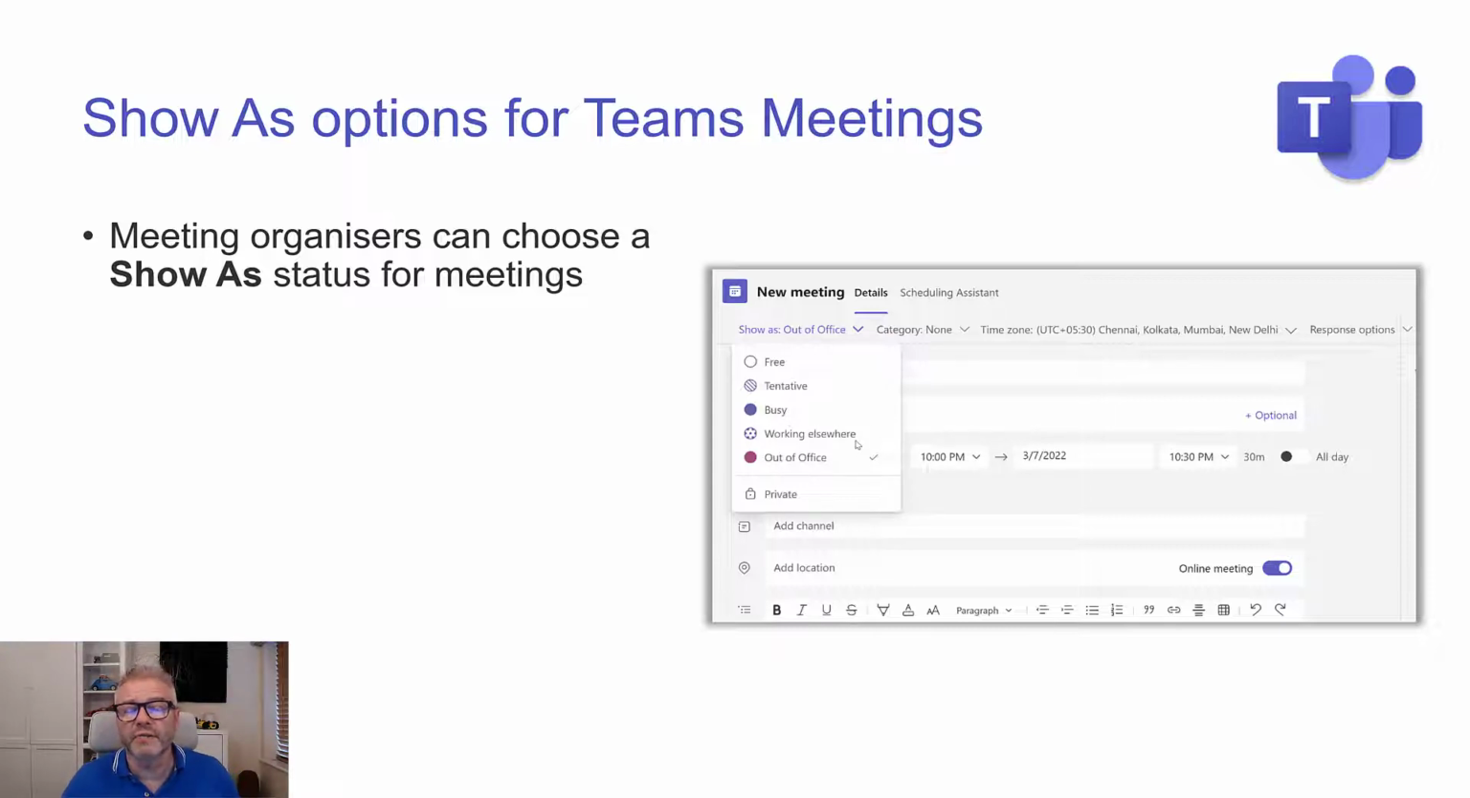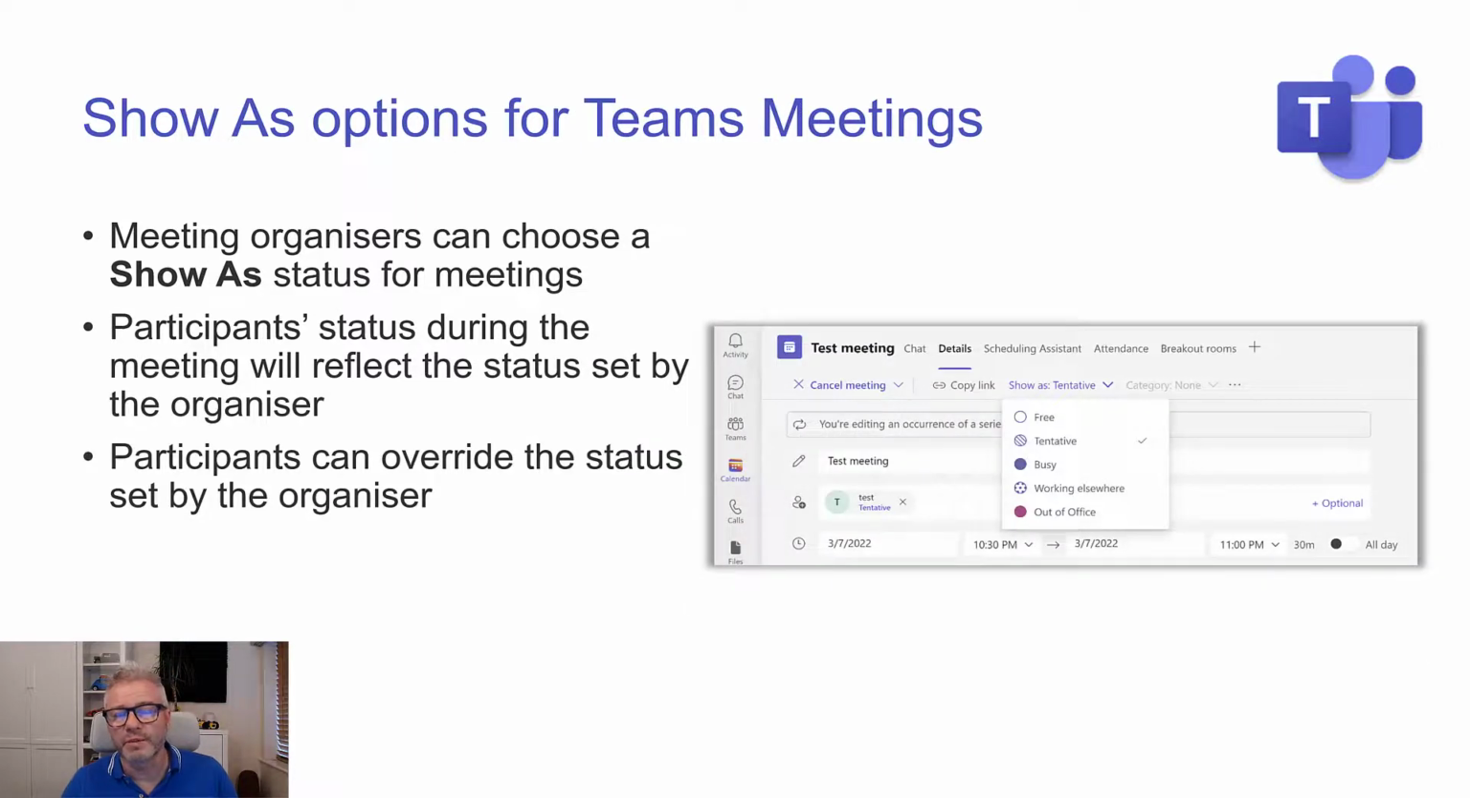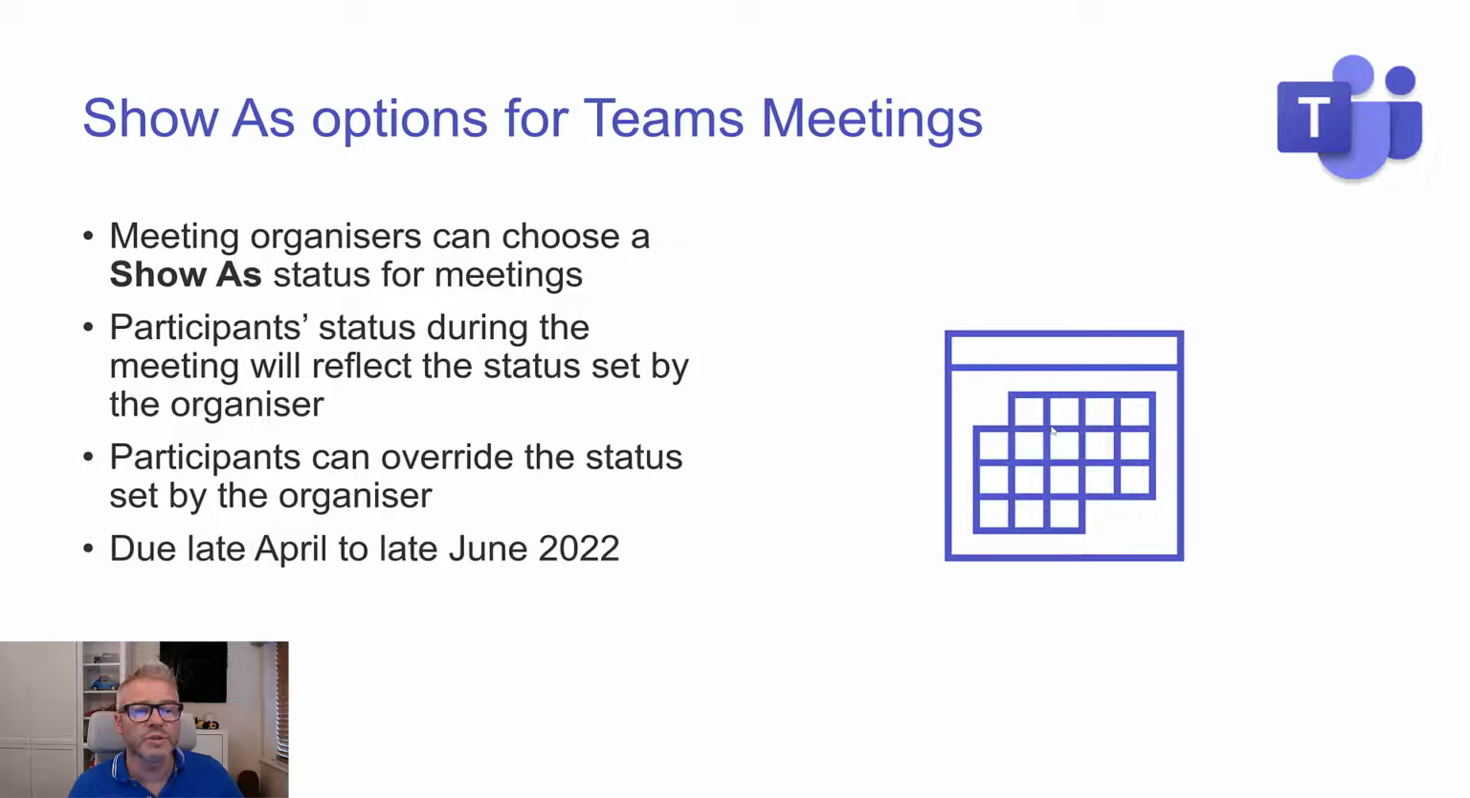But I'd be interested to see whether you've got a use for that, because a lot of people I've shown it to say, I'm not sure what I'd use that for. Anyway, you are setting people's status when they come to your meeting, and they can override it. You can see there that the person has accepted your meeting, and they're just changing their show as, so working elsewhere. Now, I think it would have been more useful if they'd put attending in the office, or attending from home, so people know what your status is going to be. But we'll see whether they make changes to that. Anyway, folks, that is due late April to late June, so quite a big window there, but it should be here by the start of the summer.